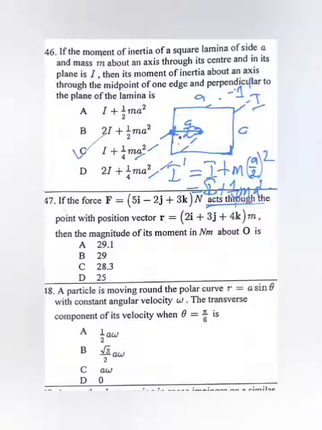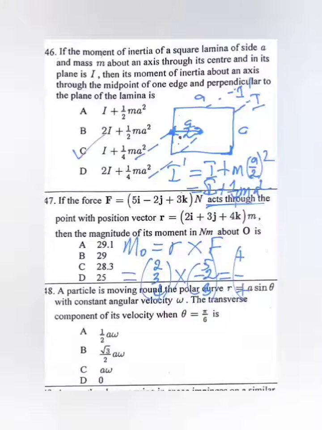In question 47, if the force F equals 5i minus 2j plus 3k newtons acts through the point with position vector r equals 2i plus 3j plus 4k meters, then the magnitude of its moment in Newton meters about the origin is, and we have these options. Actually, the moment of a force about the origin is related to its cross product with the position vector, so the cross product should be equal to, I'll use the column form, the position vector 2, 3, 4 cross the force, which is 5, negative 2, 3, and the cross product should give us plus, minus, plus, corresponding to the signs that the i, j, and the k components will take.